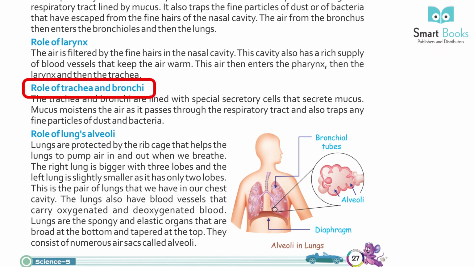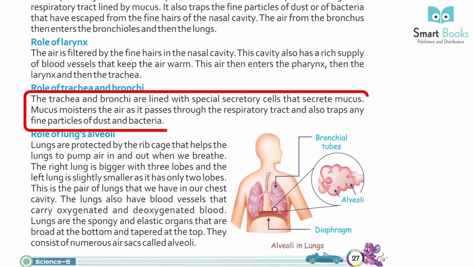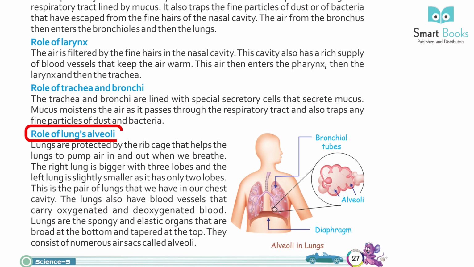Role of trachea and bronchi. The trachea and bronchi are lined with special secretory cells that secrete mucus. Mucus moistens the air as it passes through the respiratory tract and also traps any fine particles of dust and bacteria.